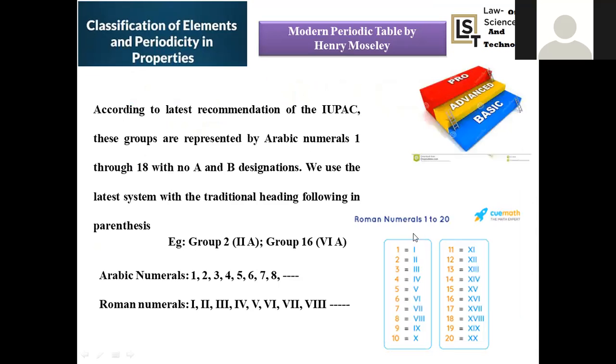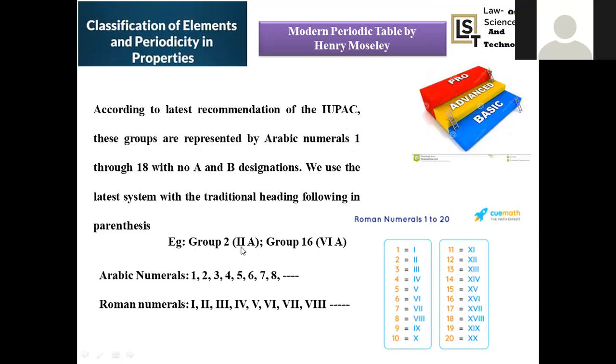So again, there is an advancement. We always know that in science there is continuous exploration. Science is the vision of continuous exploration always. In accordance with the International Union of Pure and Applied Chemistry, these groups are modified into Arabic numerals from 1 to 18, where we rolled out the A and B designation. These notations are replaced with 1 to 18 in a continuous manner. Roman numerals were indicated like 1, 2, 3, 4, 5, and now they are replaced with the Arabic numerals 1, 2, 3, 4 like this.